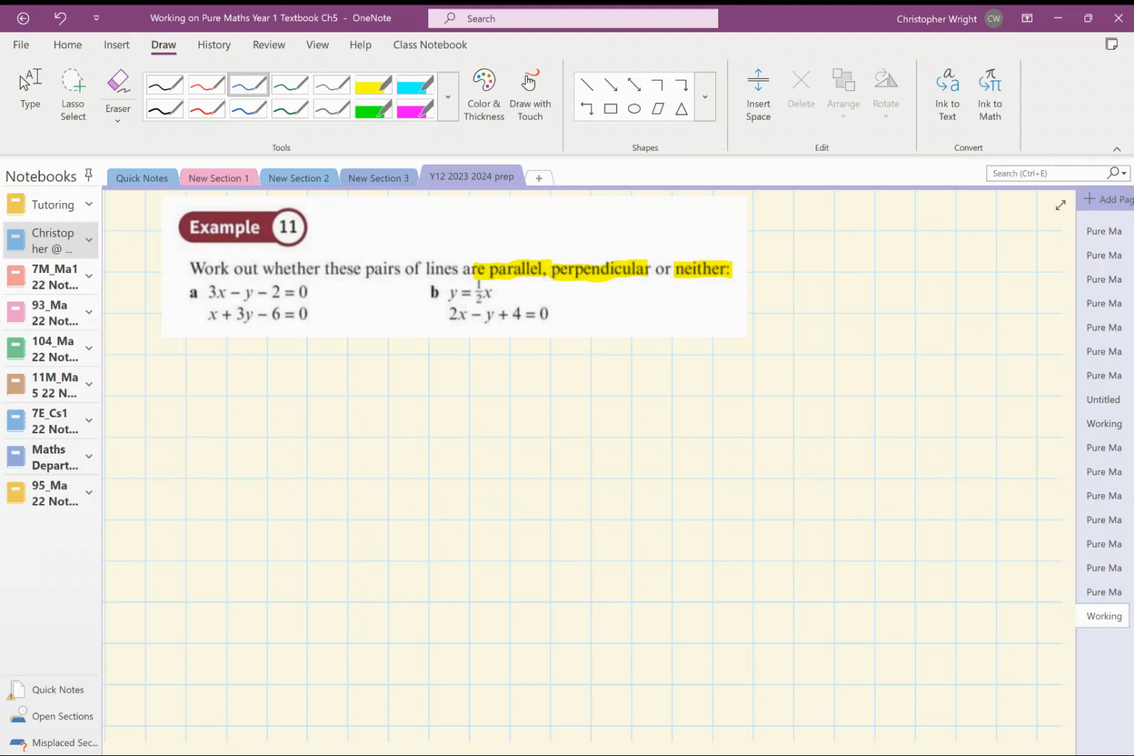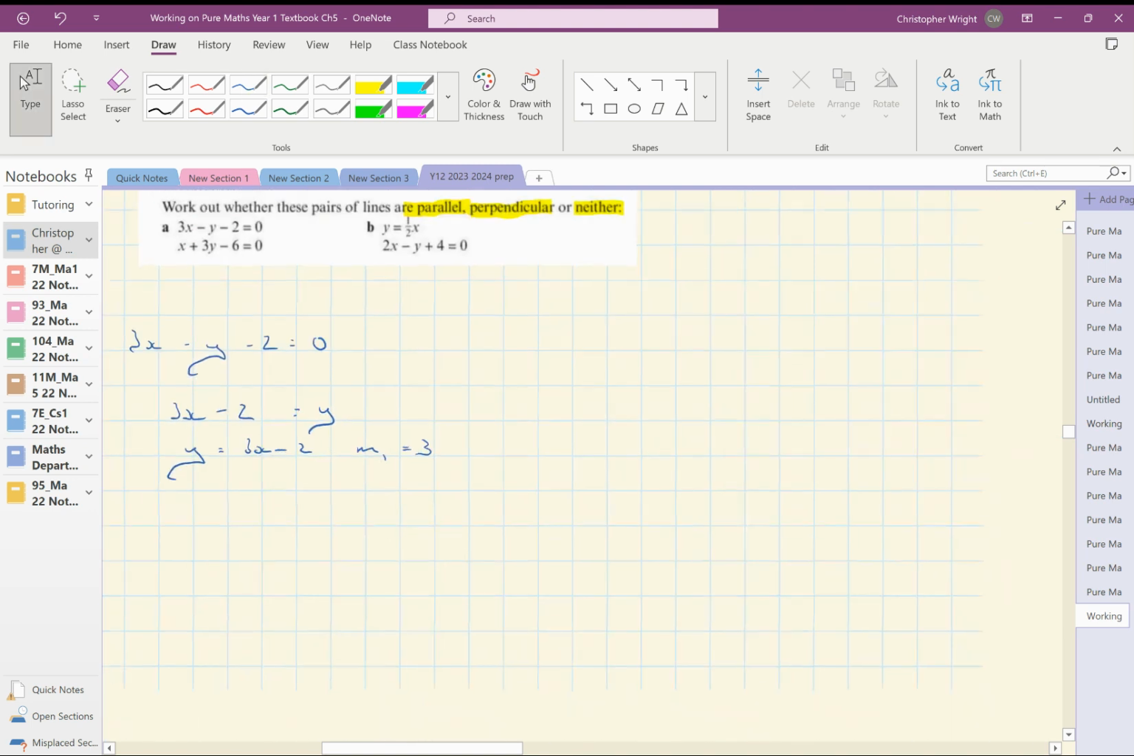So let's have a look at this first one, and let's see if I can work out the gradients of these two lines. This is the first one. I'm going to rearrange it into y equals mx plus c. I'm simply going to add y to both sides. It gives me 3x minus 2. So y is 3x minus 2. So m1, the gradient of the first line, is 3. Great.